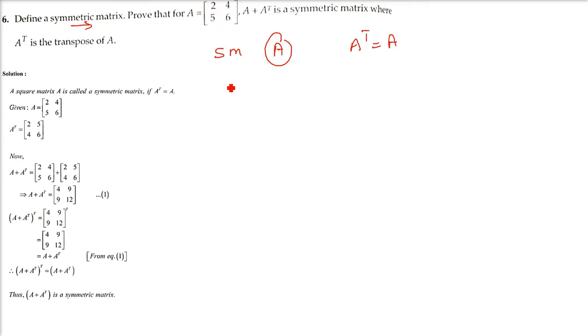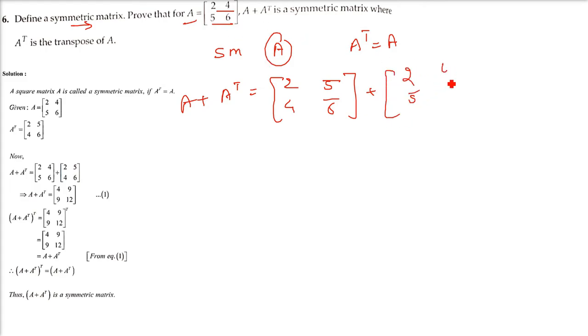So 2, 4, 5, 6. AT will be what? Make it as column 2, 4. This also as column 5, 6. So this is AT and this is A. So I'm just adding it here. I'm adding 2, 5, 4, 6 with this, A plus AT. So this will be 2 plus 2 is 4, 5 plus 4 is 9, 4 plus 5 is 9, 6 plus 6 is 12. So this is A and AT addition.